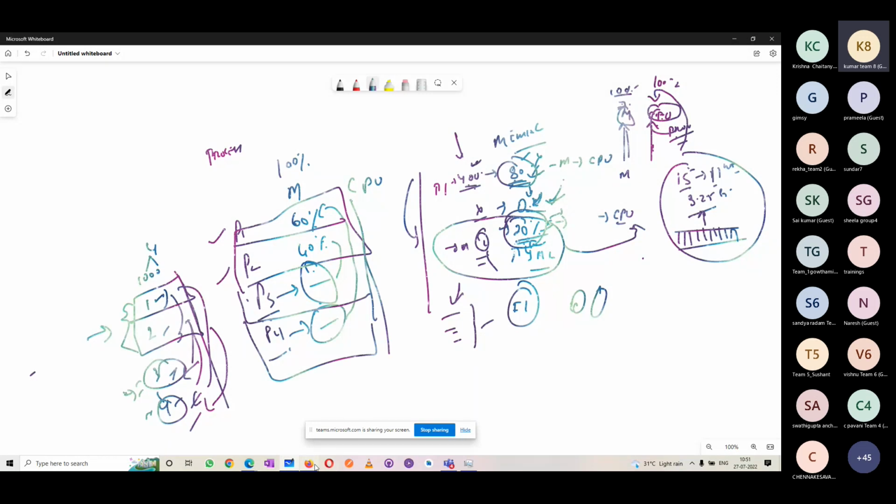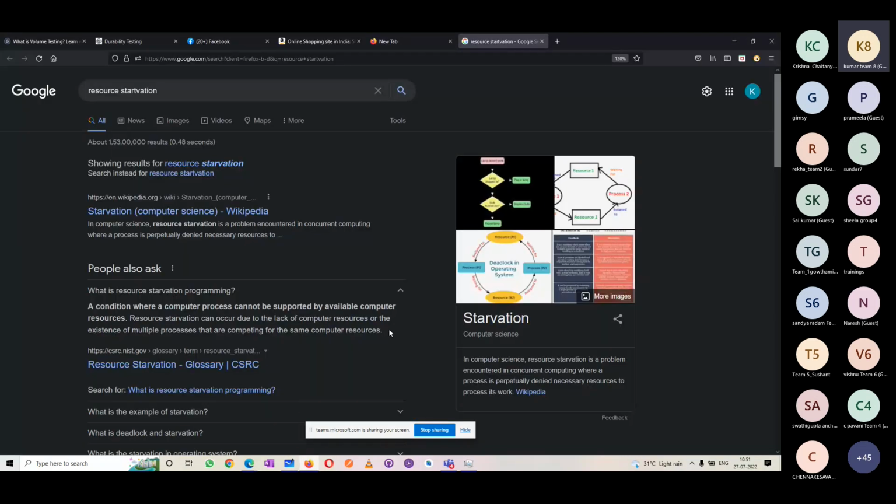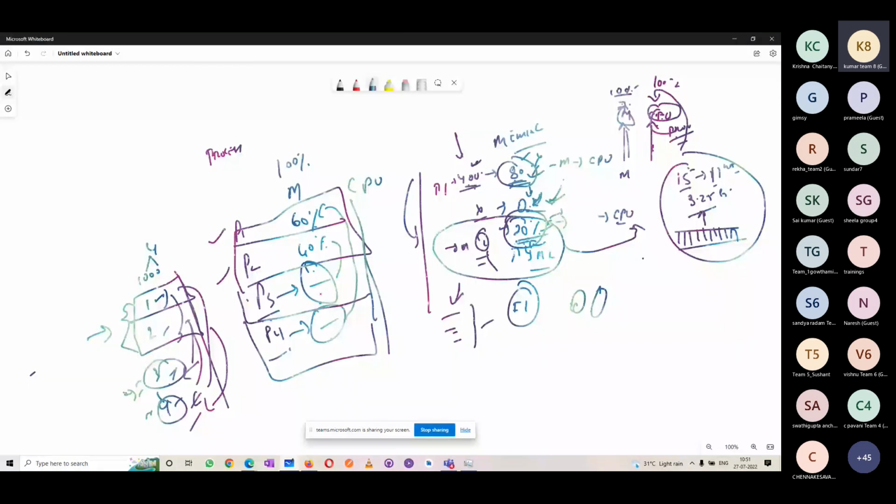If you read this, it will give you a lot of information. But you need to understand it holistically. The point is that these particular processes will be waiting for a certain time until these other processes release that particular memory.